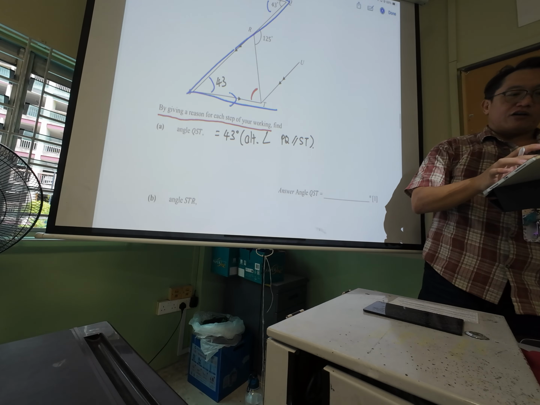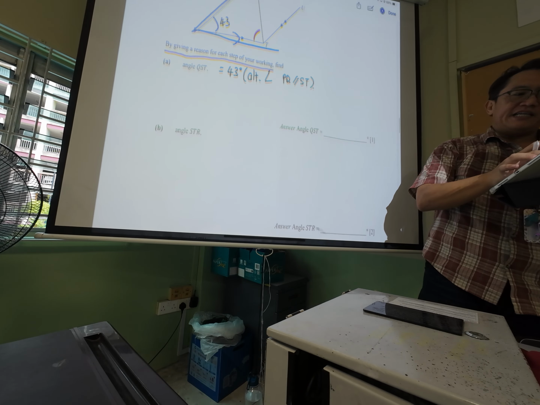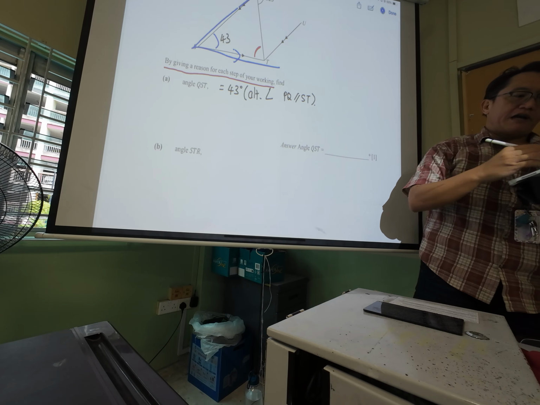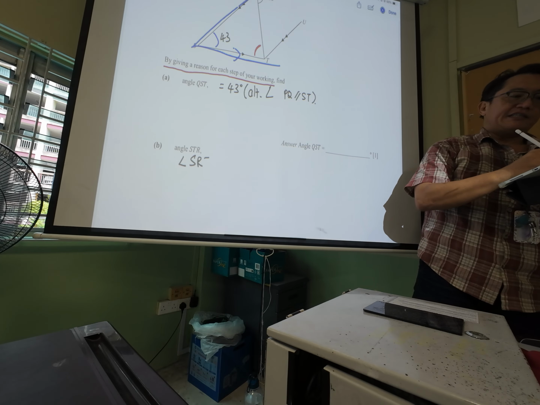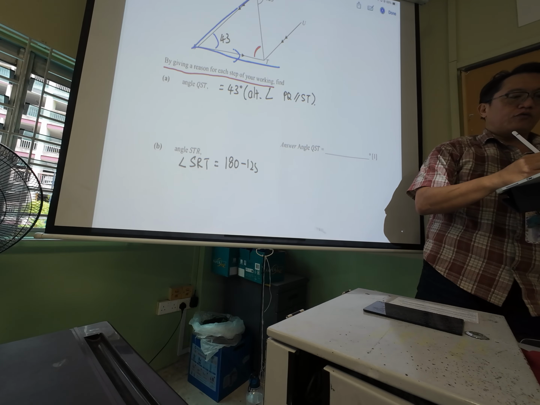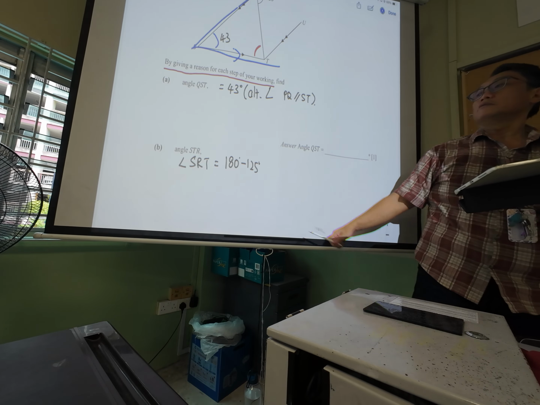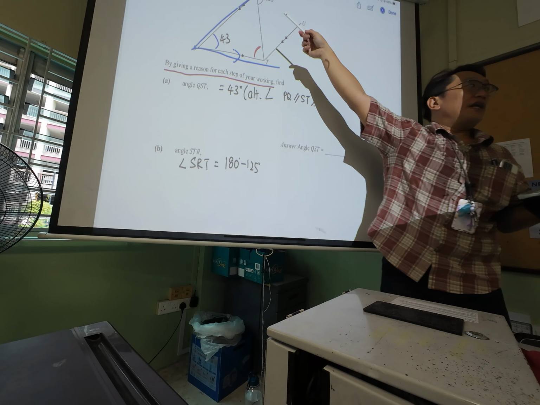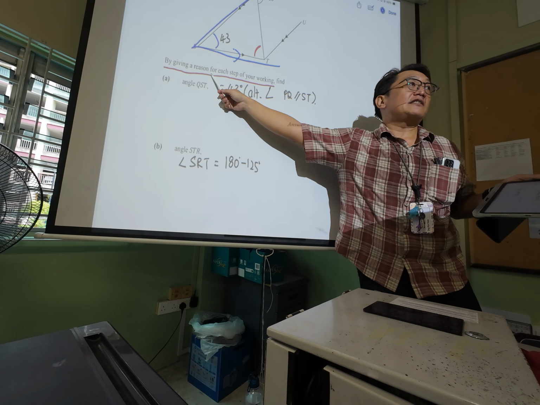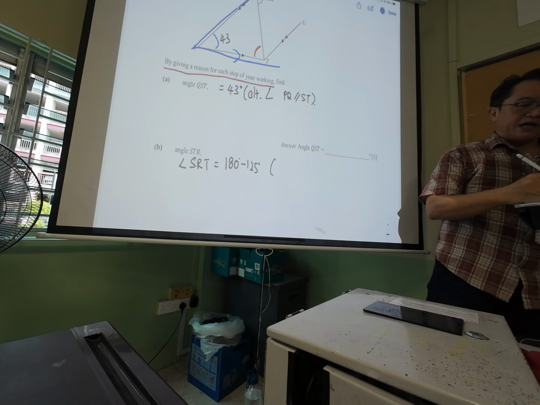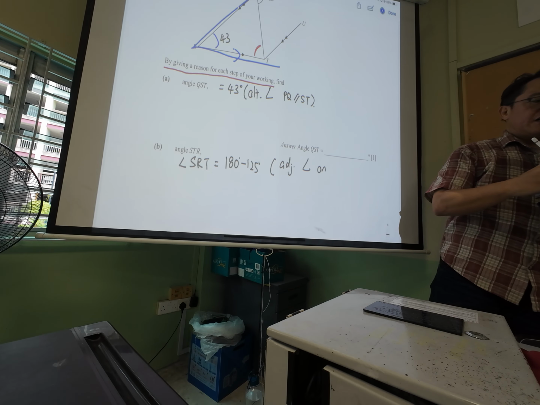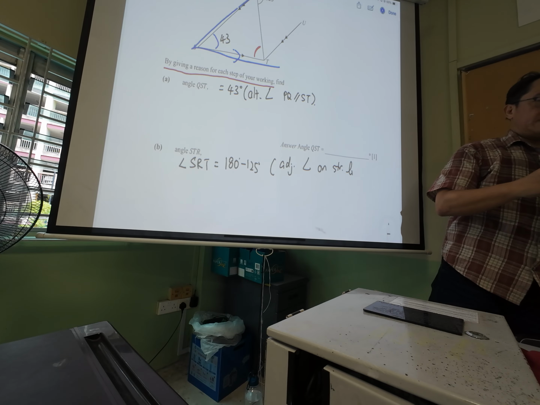Okay? So this one has 2 steps. To find angle STR, first I have to find SRT. So I will write down angle SRT equals 180 minus 125, because straight line. Even when I write this line, because of how they ask the question, I am also supposed to write a reason. Adjacent angles on a straight line.